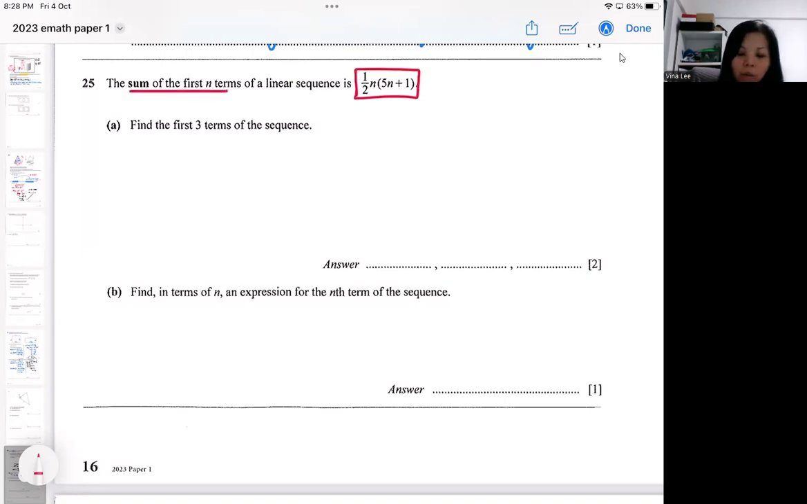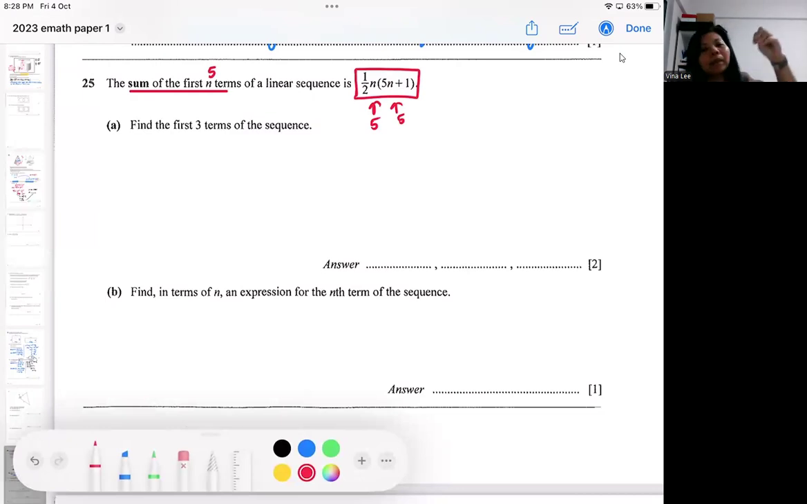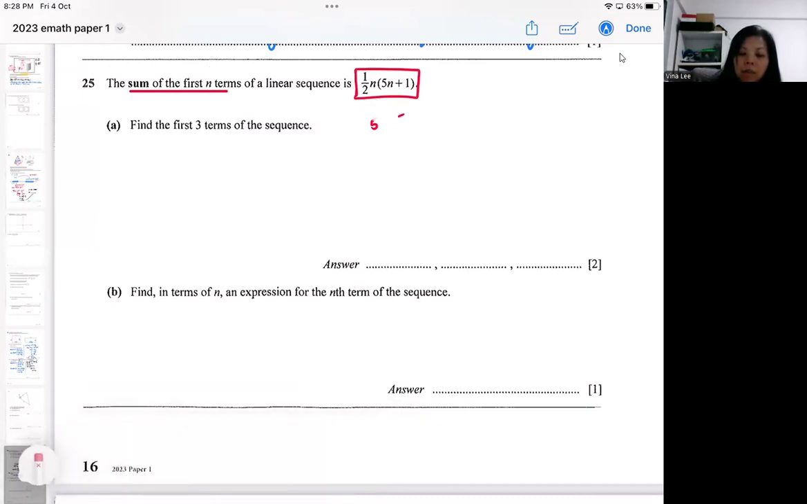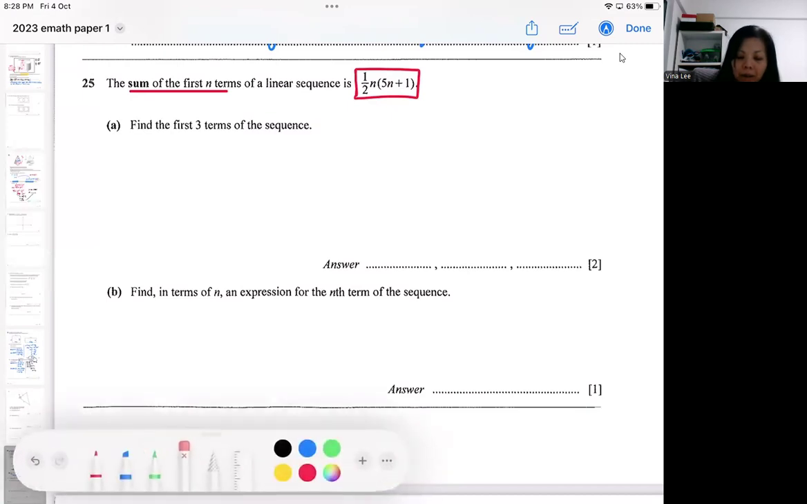So for example, if I want to add up the first 5 terms, then I just need to plug in n equal to 5. And then this formula will already help me to add up the 5 numbers. So this formula doesn't give me the 5th number. It doesn't give me the 2nd number. It doesn't give me the 3rd number. This formula actually gives the sum. That means it automatically helps you to add up.